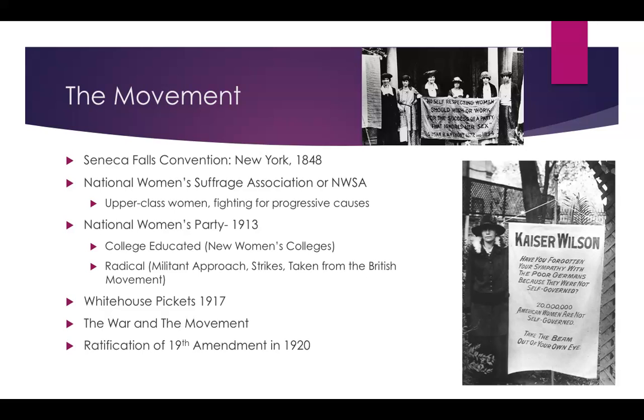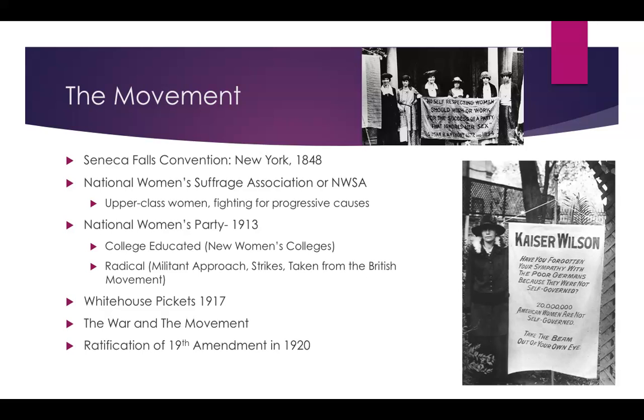So, a little background on the movement itself. The movement was officially started in the Seneca Falls Convention in New York in 1848, which was the first gathering of women to discuss women's right to vote. Through that meeting, Elizabeth Cady Stanton and Susan B. Anthony created the National Women's Suffragist Association, or NAWSA, which primarily consisted of upper-class women fighting for progressive causes. NAWSA also fought for the temperance movement and the abolition of slavery.